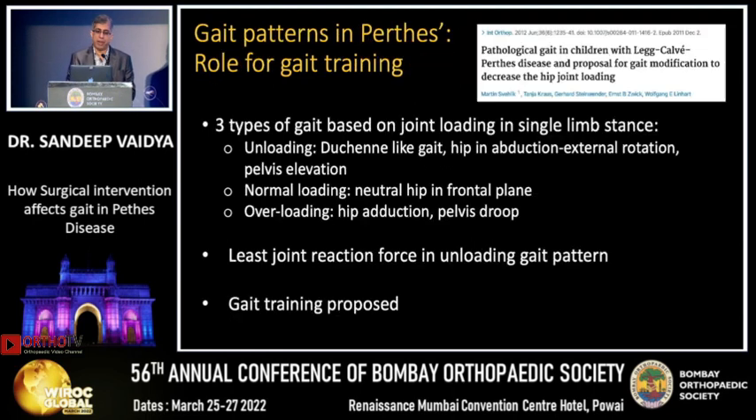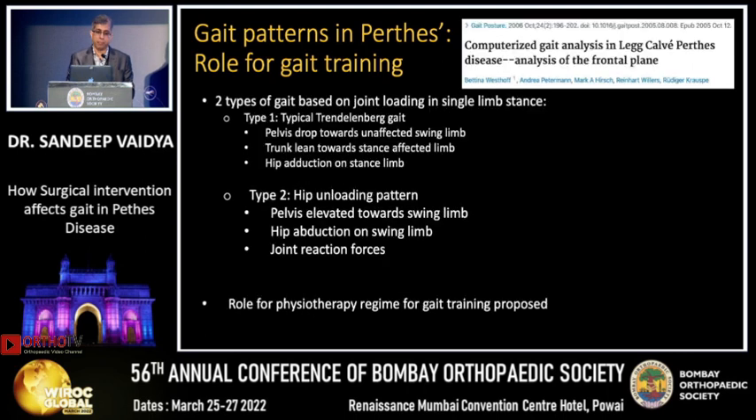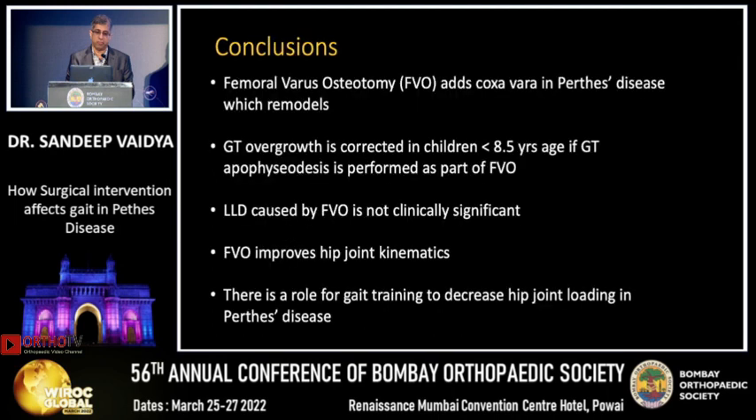Is there a role for gait training? This is an interesting study which has shown that some children who develop good hip abductor strength and who develop a method of walking in which they sway their trunk towards the affected side have better joint reaction forces across the hip joint, and therefore this study suggests that there may be a role for gait training of children with Perthes disease so that they develop an unloading gait pattern. This is another study which confirms the same, that gait training might help in Perthes disease.